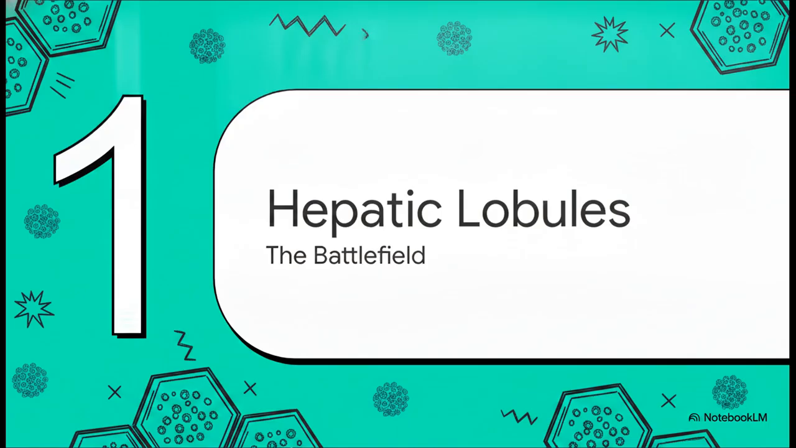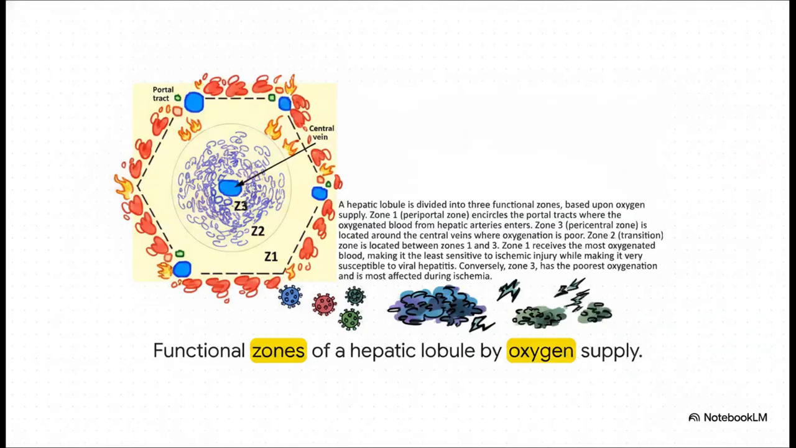Part 1. The battlefield, hepatic lobules. Okay, before we bring in our suspects, we really need to understand the scene of the crime. The liver doesn't just get attacked randomly all at once, right? The damage is highly strategic and localized within these microscopic functional units we call hepatic lobules. Now, a hepatic lobule is divided into 3 functional zones based entirely on its oxygen supply. Zone 1, which is the periportal zone on the outside, gets the most oxygenated blood. That makes it the least sensitive to ischemic injury, though it is very susceptible to viral hepatitis.